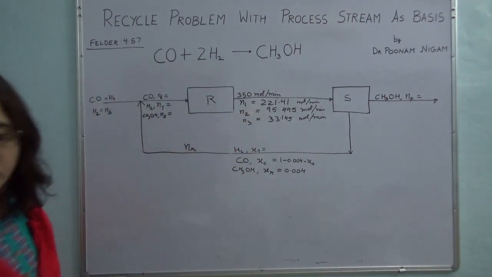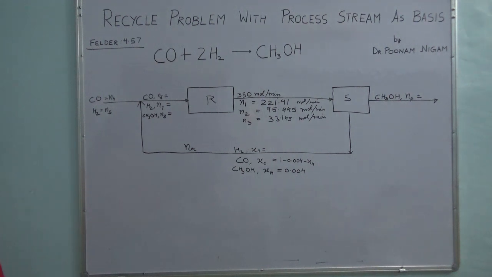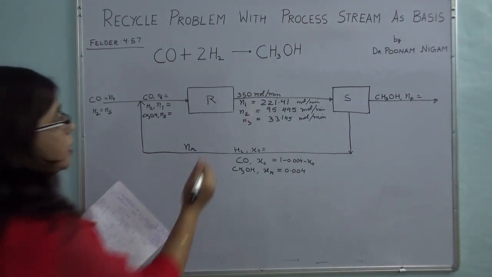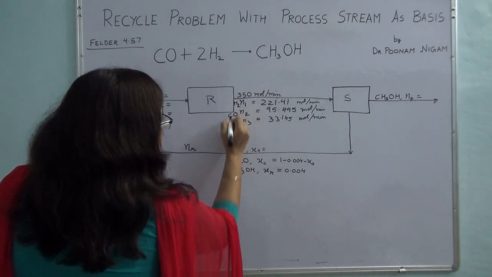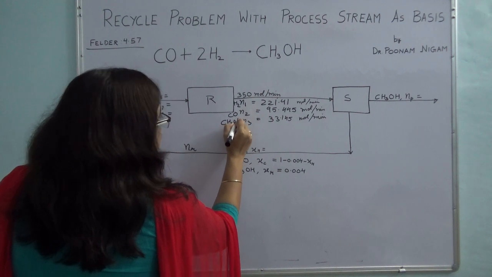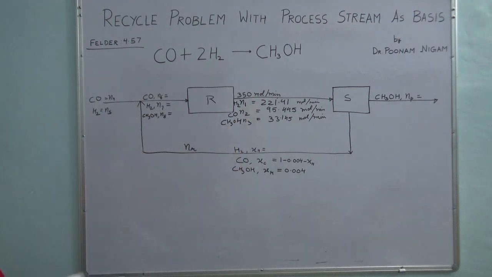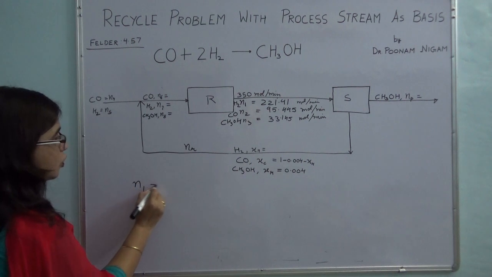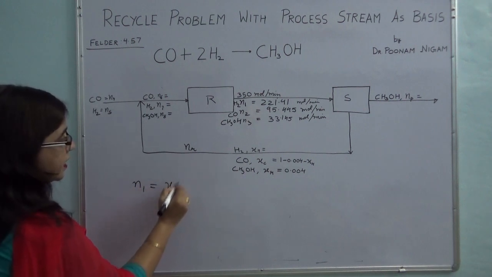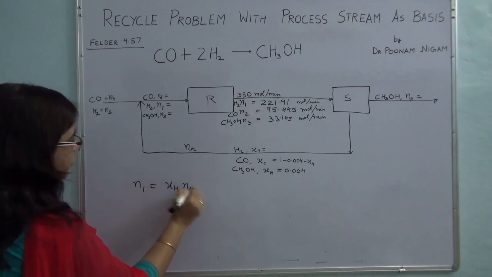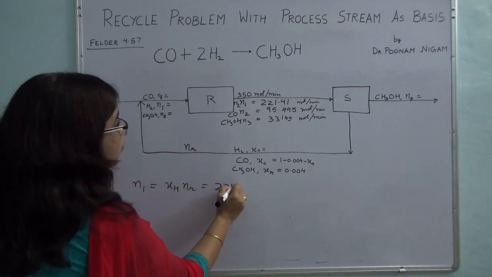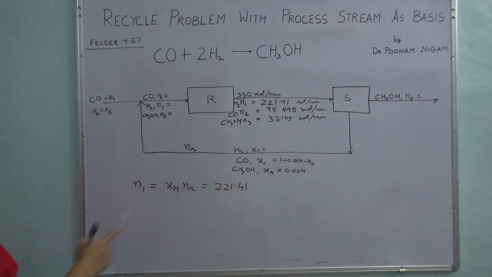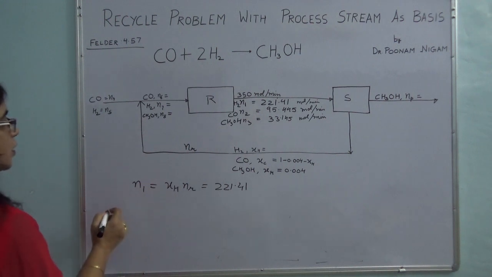Okay, so let's write first the hydrogen balance. If you get confused, I will write what it means. This is hydrogen, this is CO and this is methanol. So my N1 should be equal to XH times NR. I just know N1, so I'm going to write it as 221.41. There are 2 unknowns, I cannot solve this equation. Let's go and write the CO balance.